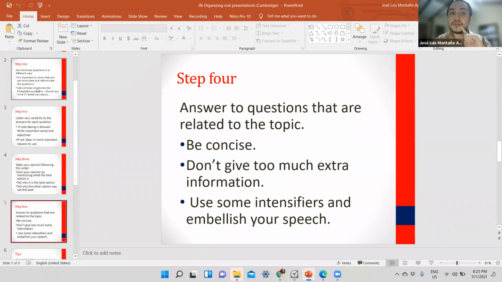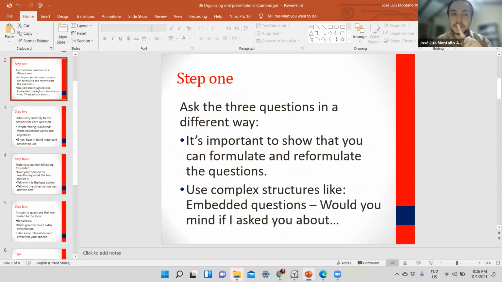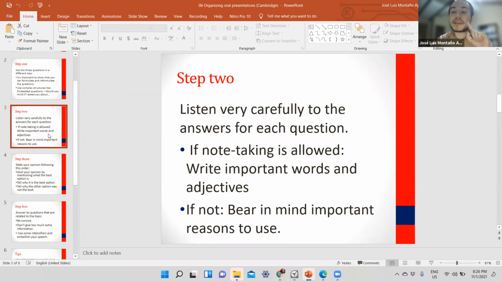This is what you're going to do now. The first 3 steps. You're going to record the first 3 steps in only one audio file. You're going to ask the questions in a different way. You have to reformulate and use different structures. You have to listen carefully to what I'm going to read for you. You have to take notes. I'm only going to read once.